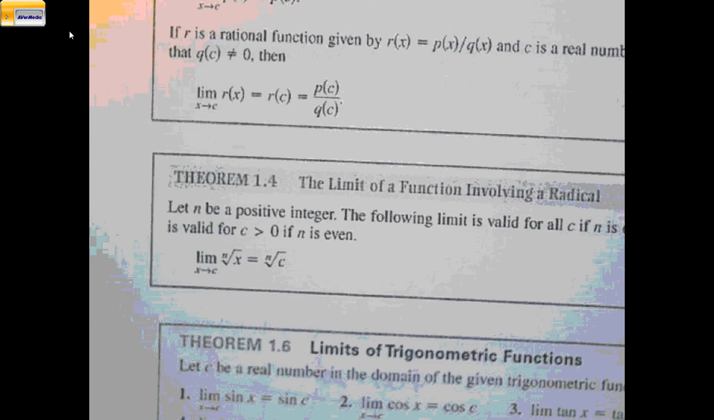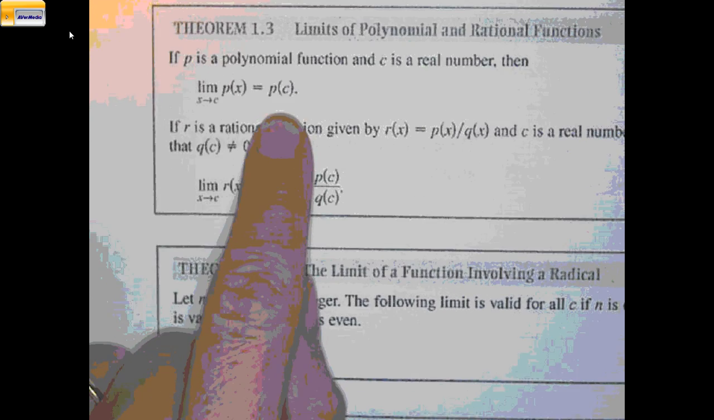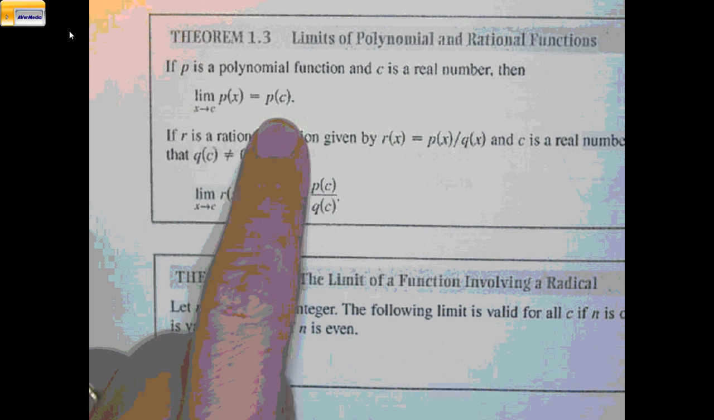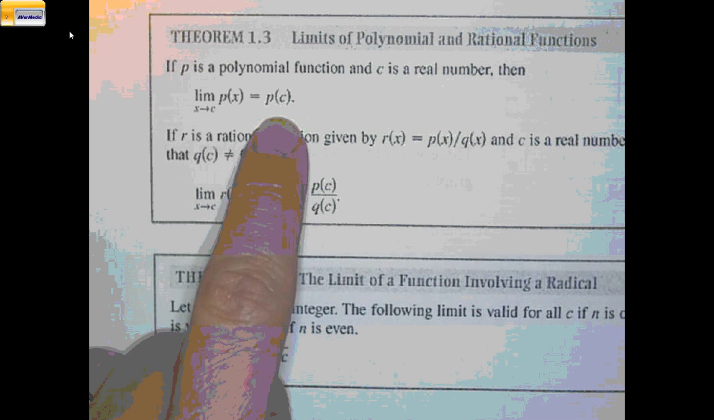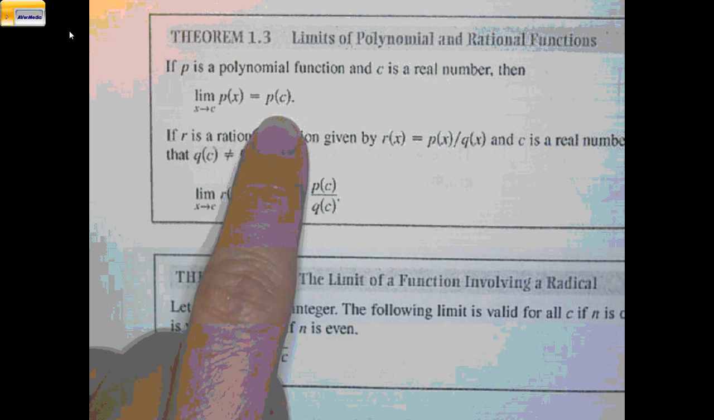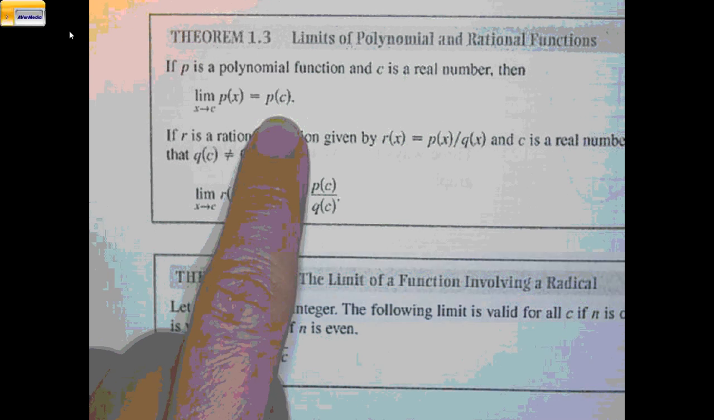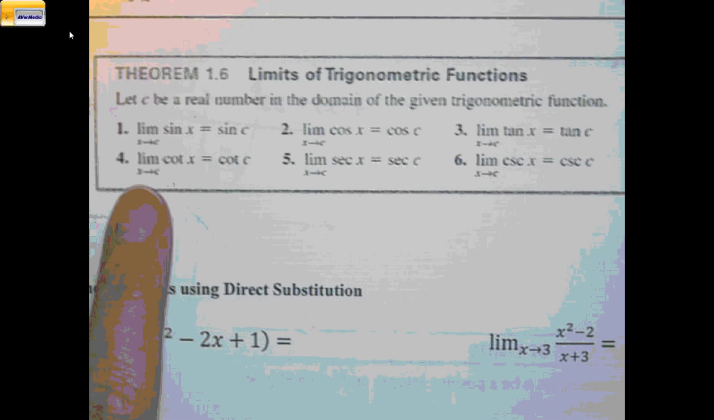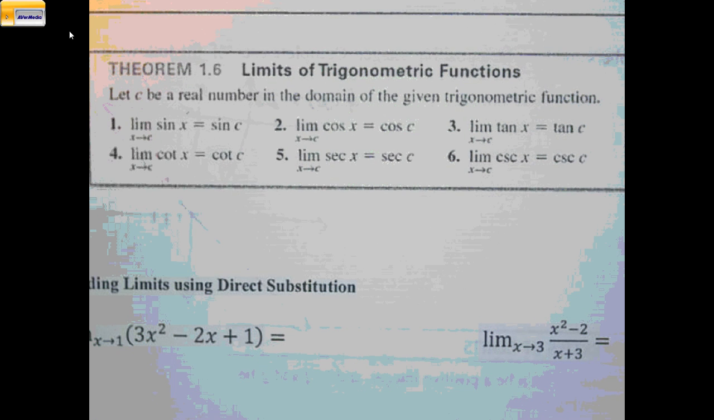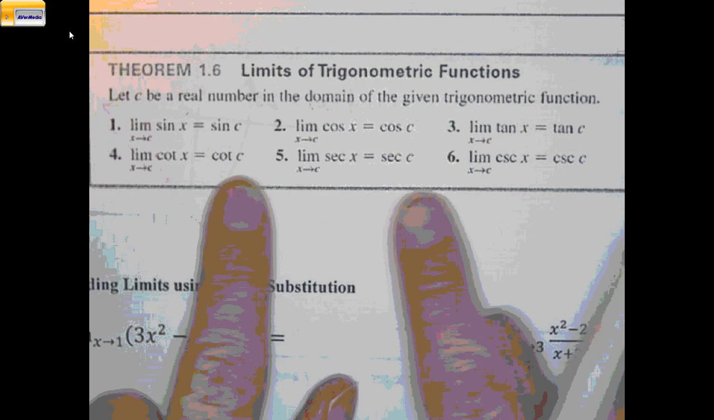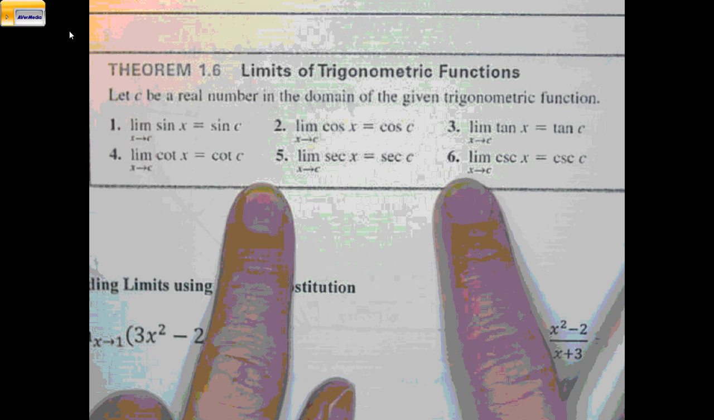This top theorem is just kind of talking about what we just said on the front side. If it's a polynomial, not any kind of crazy rational function, there's no fraction or anything crazy, then you can just take c and plug it in and you get your answer. The next one talks about square roots. These guys here talk about what do they call it? Trig functions. And for the trig functions, it looks like all you have to do is just plug in c and it should work every time.